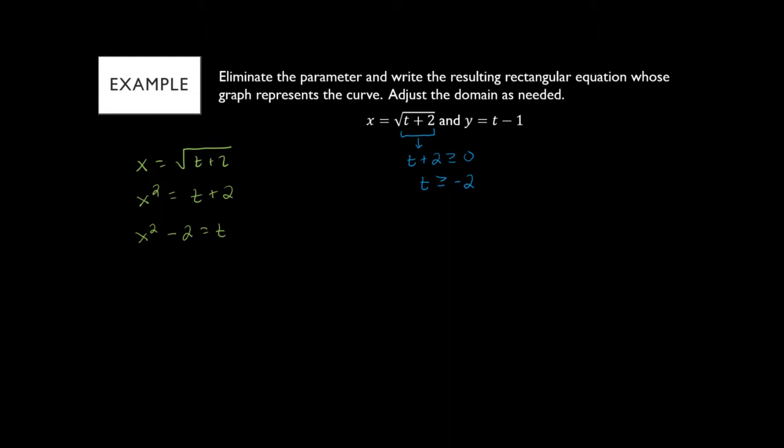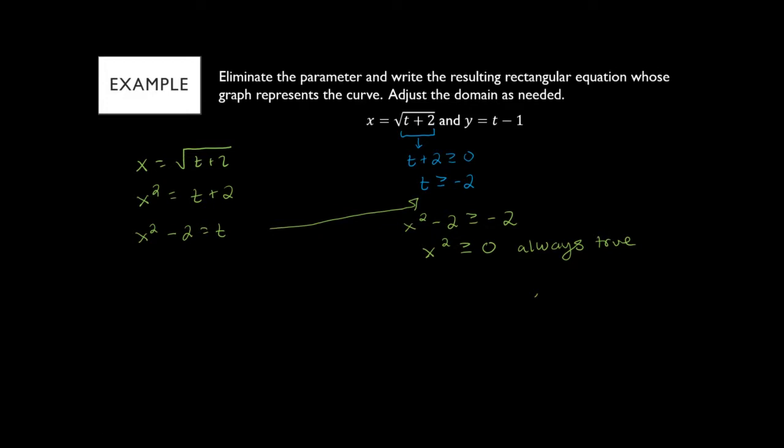So now that we've solved for t, we need to also think about going back to the domain. So if t has to be greater than or equal to -2, this is telling us that x squared minus 2 needs to be greater than or equal to -2. So when you solve this inequality, we get x squared is greater than or equal to 0, which is always true. So we're not going to have any problems with our domain.